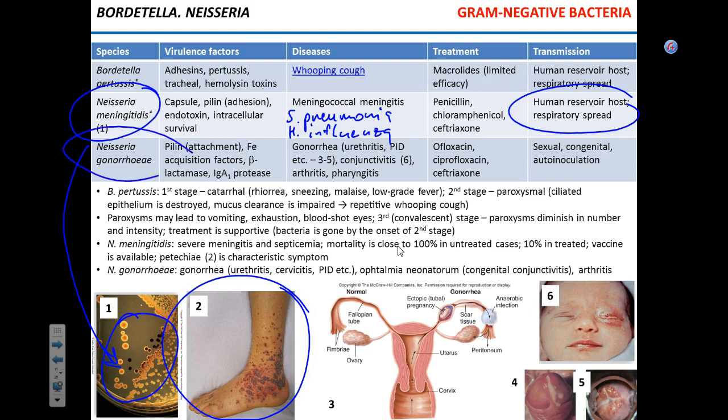Neisseria gonorrhea is a sexually transmitted disease that leads to a variety of symptoms and signs in males and females. Here you can see the penile secretions in gonorrhea and those are vaginal ones. Usually in gonorrheal infections you can observe the pus in penile or vaginal secretions. It's very treatable with antibiotics.